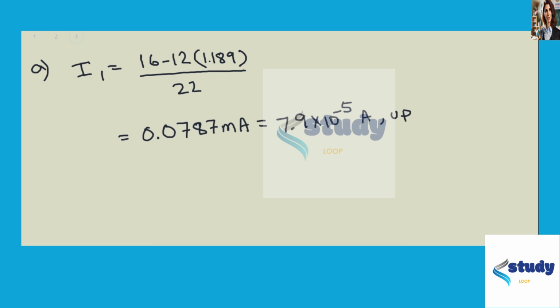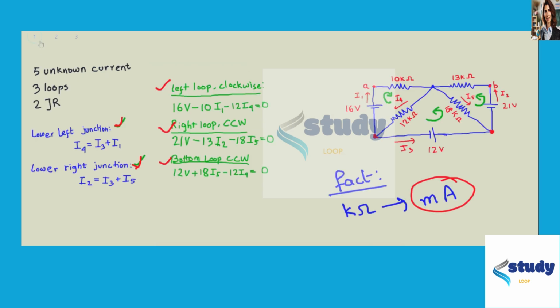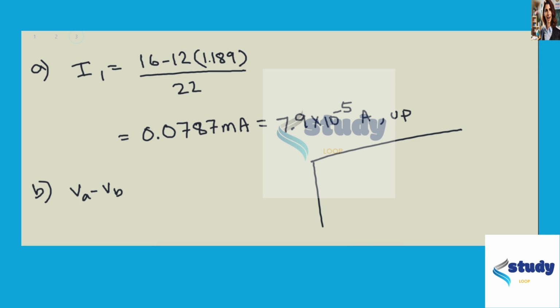Right. And for B, we need to find out VA and VB to get our VA minus VB. So we need VA minus VB. To do so, first we need to find VA, and then we need to find VB. So if we start from this bottom left corner and go till VA, we see the voltage is 16 volts. So our VA is 16 volts.